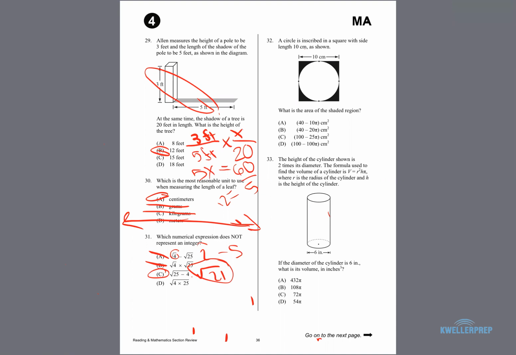Yeah. All right. Okay, so the circle is inscribed in a square with a side length of 10 centimeters as shown. What is the area of the shaded region? Okay, so first of all, in order to get the area of the shaded region, you need to find both the area of the square and the circle that is inscribed in the square. So the area of the square, base times height, you get 100.